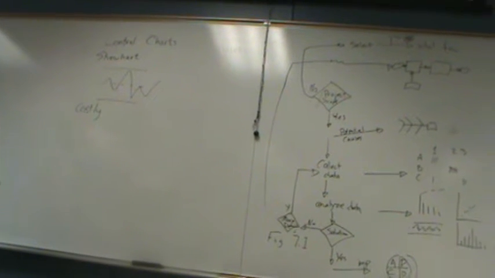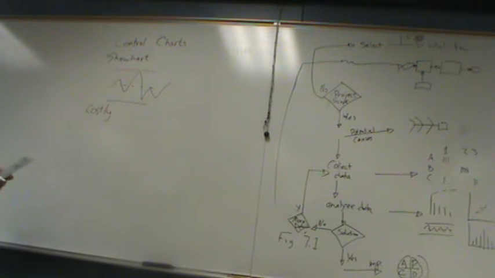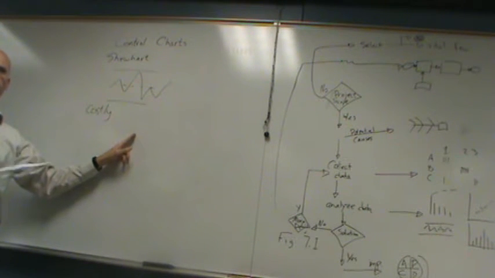Because they require a lot of data collection and number crunching. That's why we have the word costly on this. These are basically started by our friend Shewhart back in the 1920s. And a couple key things I wanted to emphasize on this. Number one is we're going to spend an entire evening talking about just control charts alone.